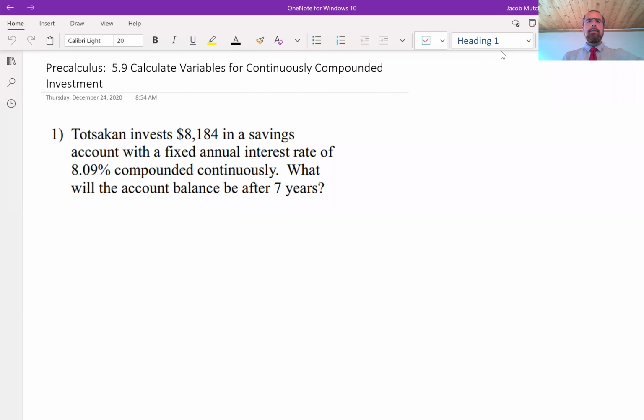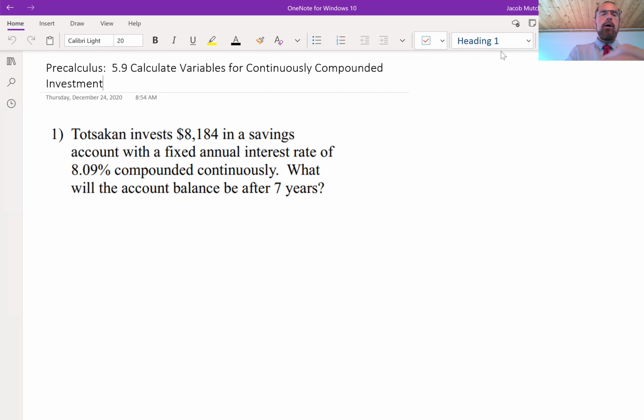Welcome to Pre-Calculus. Today we will investigate calculating variables for continuously compounded investment. We'll take a look at two examples. Our first example is this word problem about Totsakan investing $8,184 in a savings account with a fixed annual interest rate of 8.09% compounded continuously. We're going to try to find what the account balance will be after 7 years.